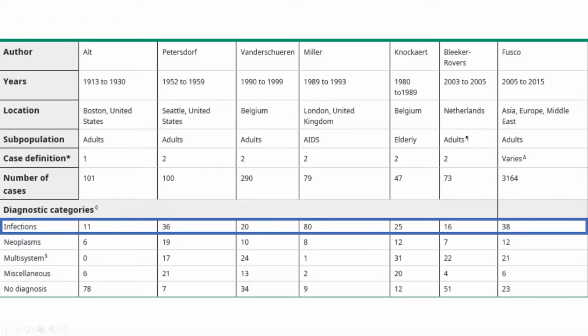The point I really want to make here, though, is that when there is a cause that's found, infection is usually the most common cause. Unclear what was going on in this Miller case series where 80% of cases were infectious. But in addition to infections being at the top of your differential, a large proportion in most of the case series also had no diagnosis, which sometimes we do see with FUO.